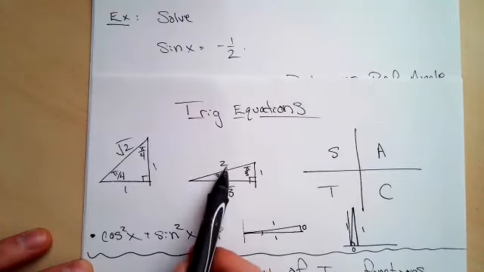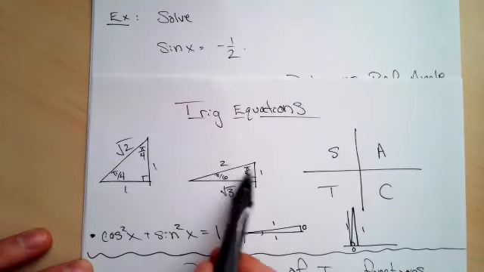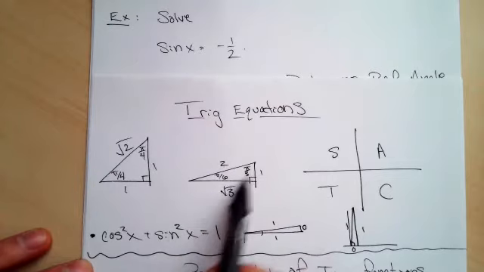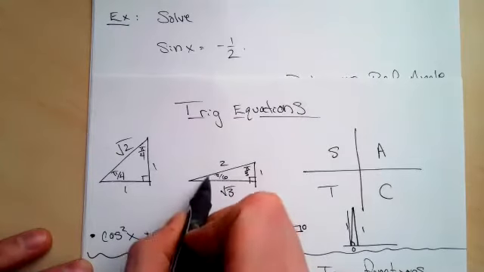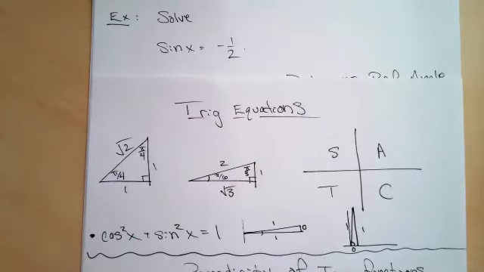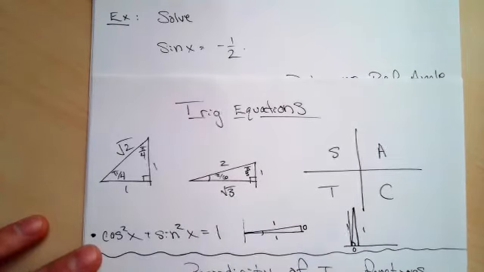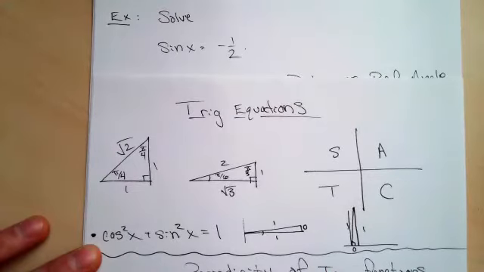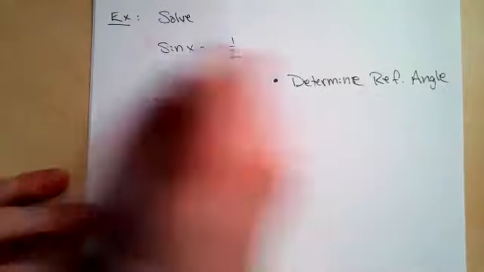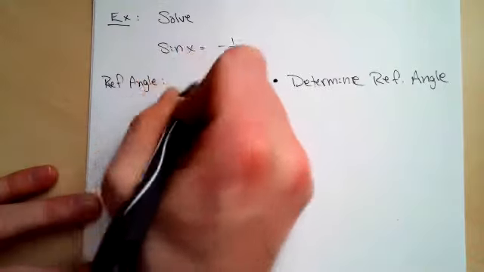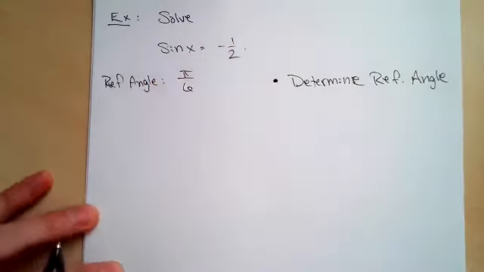And so we need that side divided by the hypotenuse to get 1/2. So all you have to ask is, how do I get this side divided by 2 for a sine? Sine is opposite over hypotenuse, and that's going to be this pi/6 angle, because sine of pi/6 gives us 1/2. Everyone see that? So that determines our reference angle, pi/6.